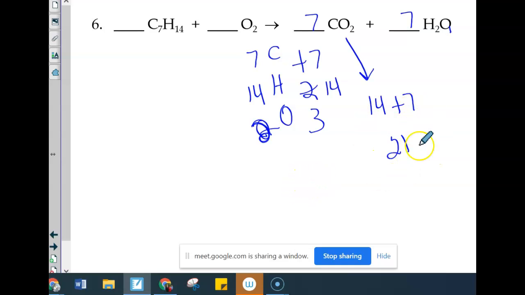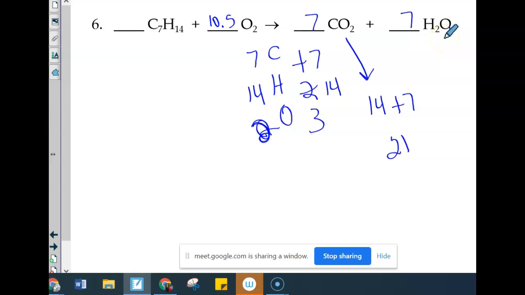Okay, so we got 21 on the right. I need to get 21 on the left. So I say, well, what times 2 gets me to 21? How about 10.5? 10.5 will get me to 21. If you don't know that, take the number you get on this side, divide by 2, right? All right, so I can't leave the 10.5. Multiply all my coefficients through by 2.